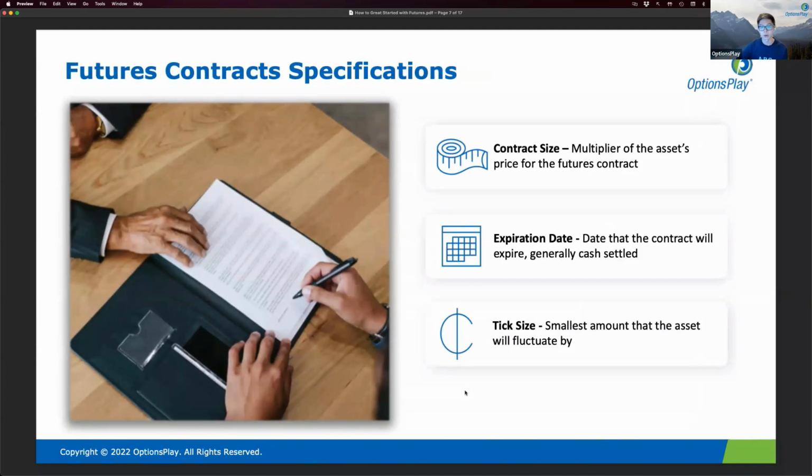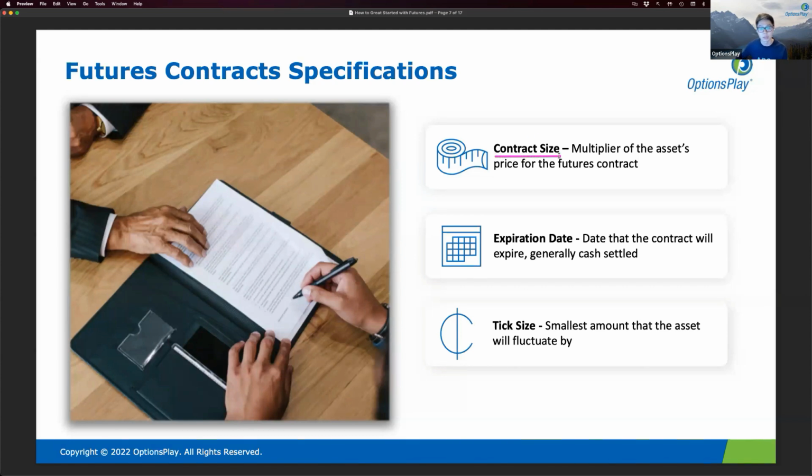So let's now talk a little bit about futures contracts, right? Because with option contracts, there are things that you need to learn. Same thing with futures contracts, but I will say futures contracts are much simpler to understand than options contracts, simply because trading futures is much more similar to buying and selling stocks than trading an options contract. But futures contracts do have certain specifications that you need to understand before you start trading them.